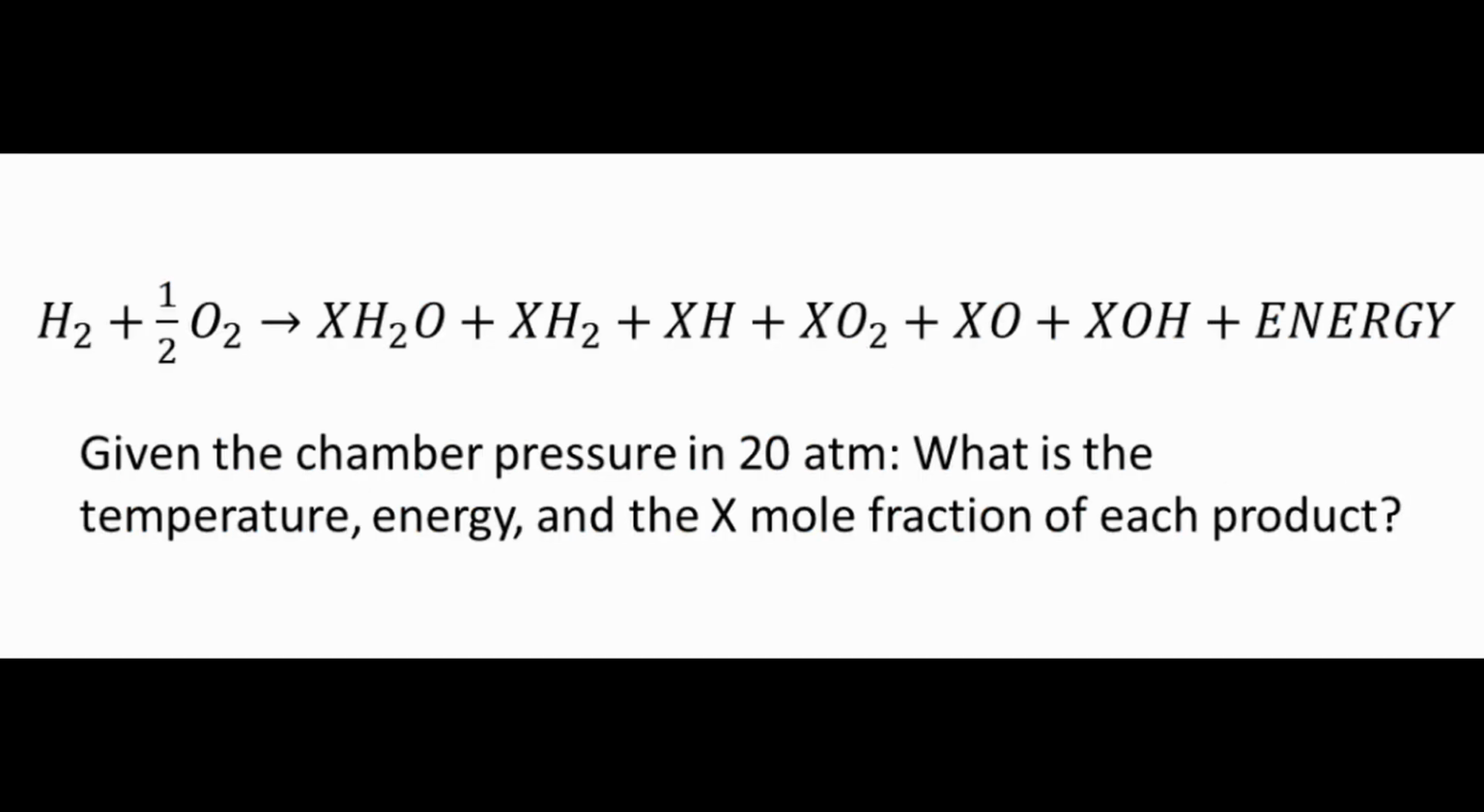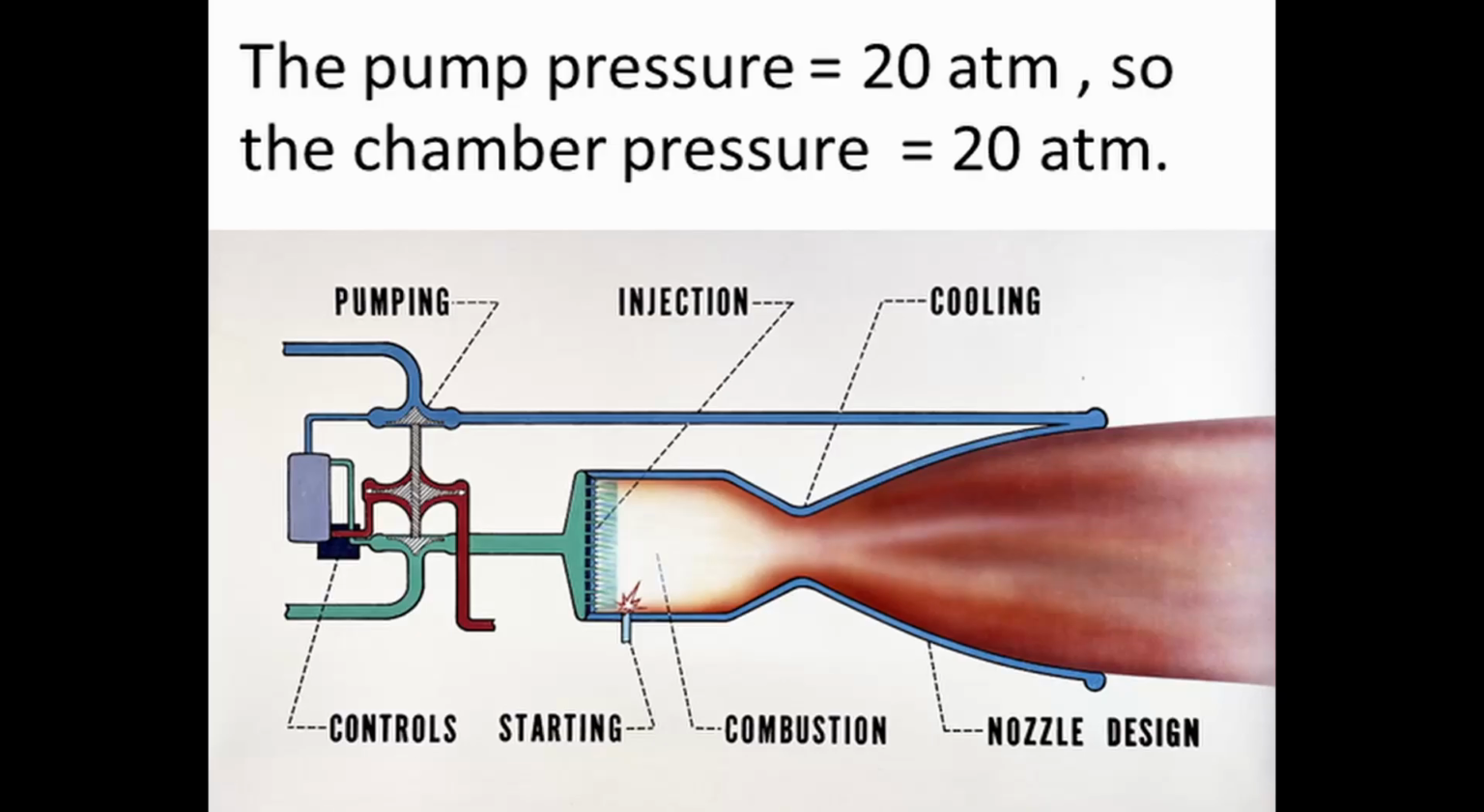If the chamber pressure is 20 atmospheres, what will be the energy released, the chamber temperature, and the mole fractions of H2O, H2, H, O2, O, and OH? So we are given the rocket chamber pressure is 20 atmospheres. This is the propellant pump pressure into the rocket chamber. This pressure is a boundary condition, 20 atmospheres.